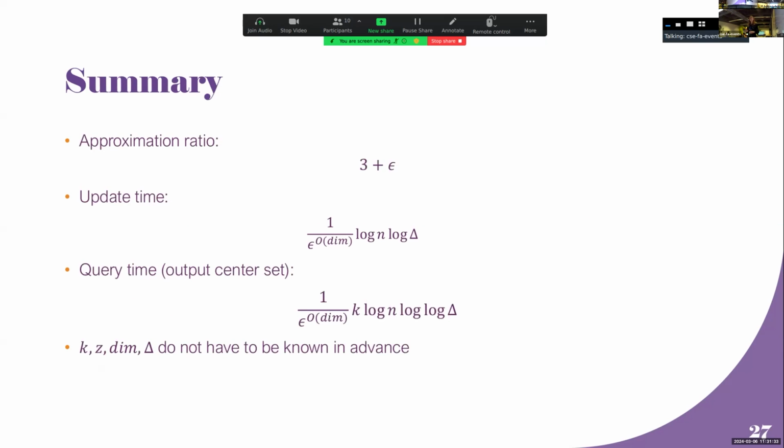Okay, so to sum up, we can guarantee an approximation ratio of 3 plus epsilon, and we get the promised update times and query times. I didn't tell you about it, but that follows from the data structure and the algorithms. And also, we do not have to know the dimension or the aspect ratio in advance. They are only used in the analysis. And we can just specify K and Z when we make the queries. So our data structure is not dependent on these 2 parameters.